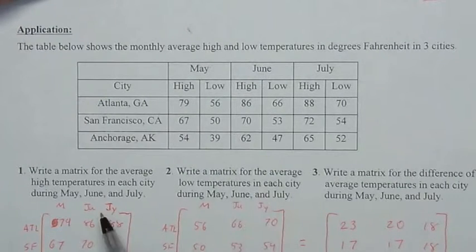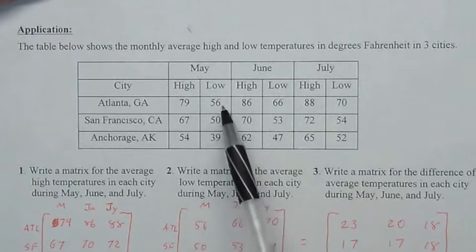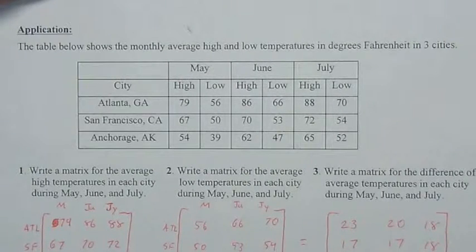The high for June is right here. The high for July is right there. If I wanted to get the average low, again, set it up Atlanta, San Francisco, Anchorage, May, June, July, and get the low temperatures: 56, 50, 39, 56, 50, 39.